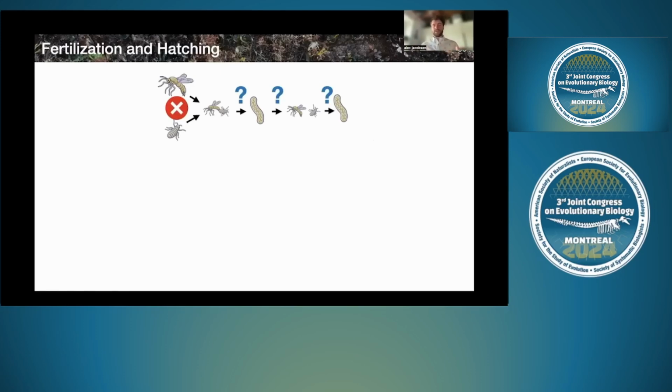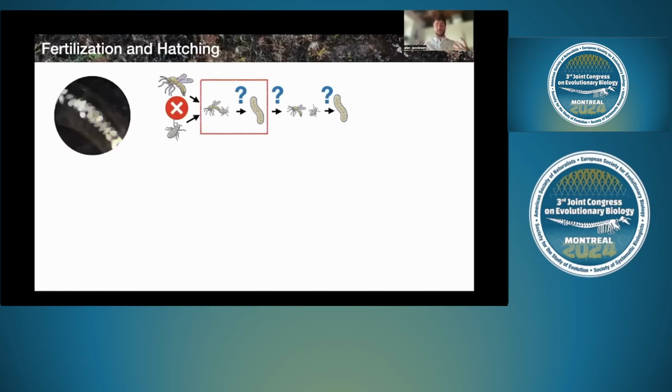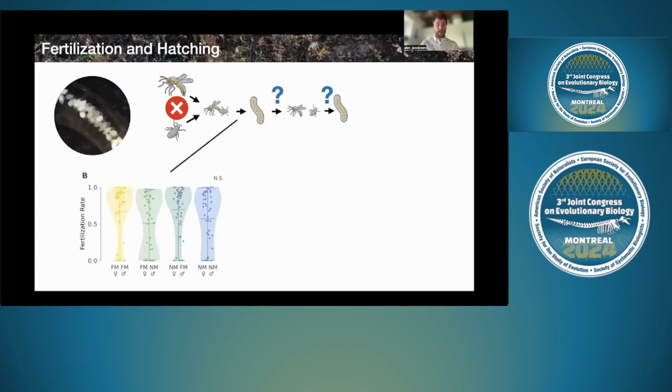But what if they do mate with each other? Maybe there's some barrier that prevents fertilization. To test this, we let those individuals that we crossed in the lab lay their eggs, and then we came back a few days later and counted how many eggs were fertilized. If there was some sort of gametic incompatibility, then we would expect the fertilization rate for the between chronotype crosses to be lower. But we did not find any evidence of that. So we can rule out the existence of a barrier at this step.